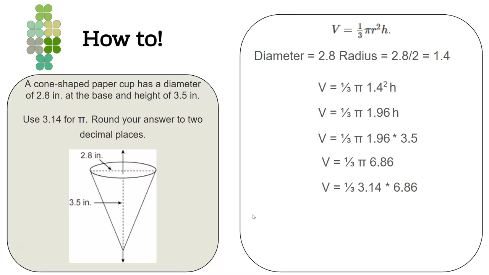Now we can multiply 1/3 times 3.14 times 6.86. 3.14 times 6.86 is 21.5404. When we divide that by 3 or multiply it times 1/3, we get the volume of our cone, which is 7.18 inches cubed, rounded to 2 decimal places.